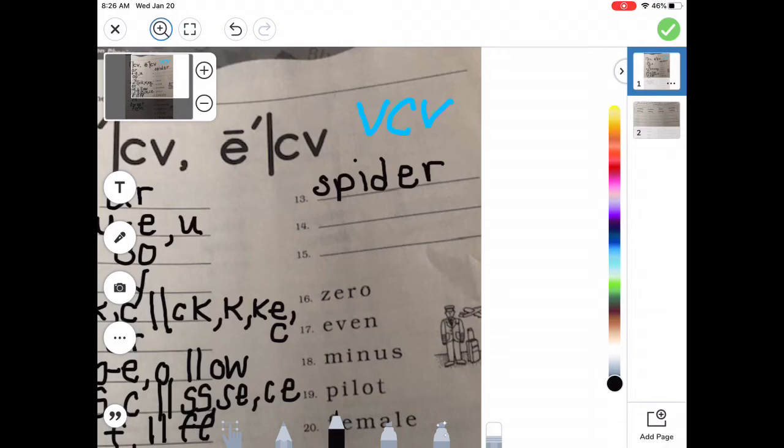ER, very good. All right, fever, so F, very good, then V, and then ER, perfect. All right, tiny, so I've got T, I, then N, and then listen, tiny, E, it makes that E sound at the end of a word, so it's going to be a Y.